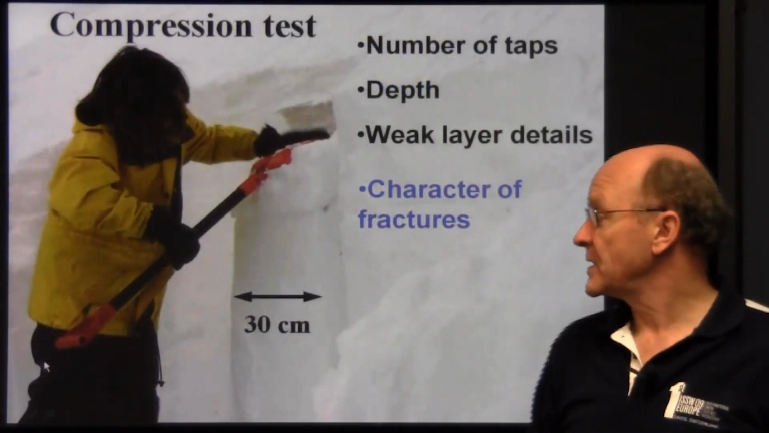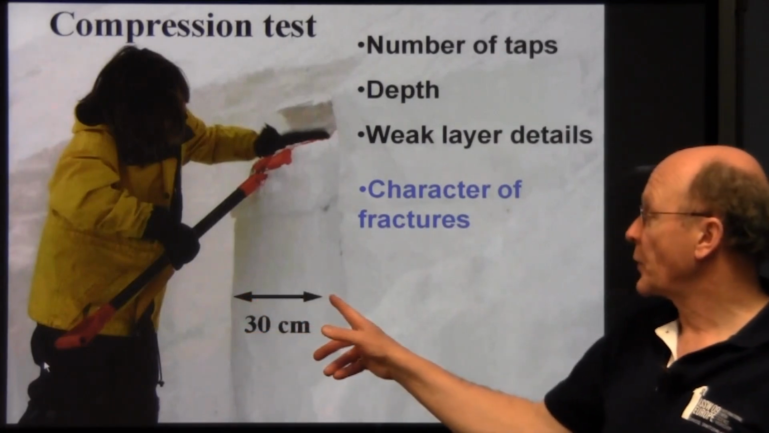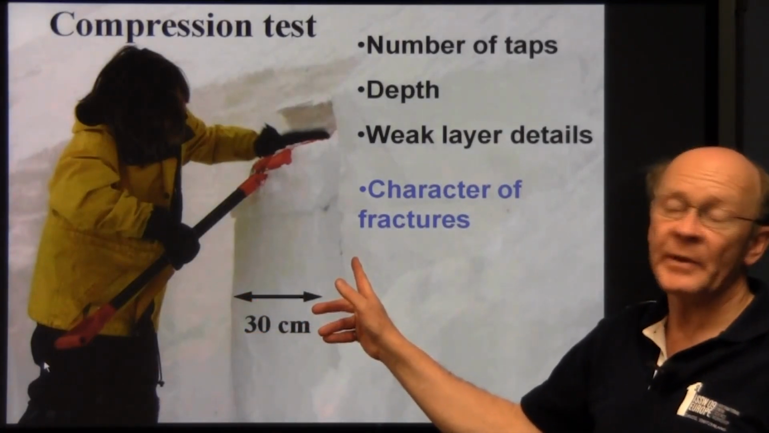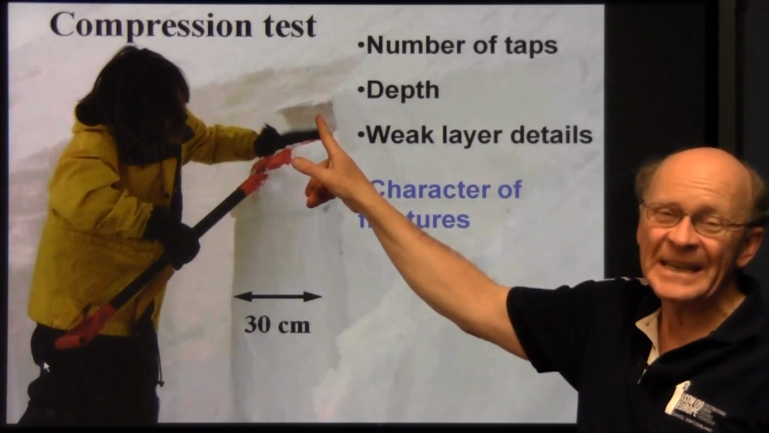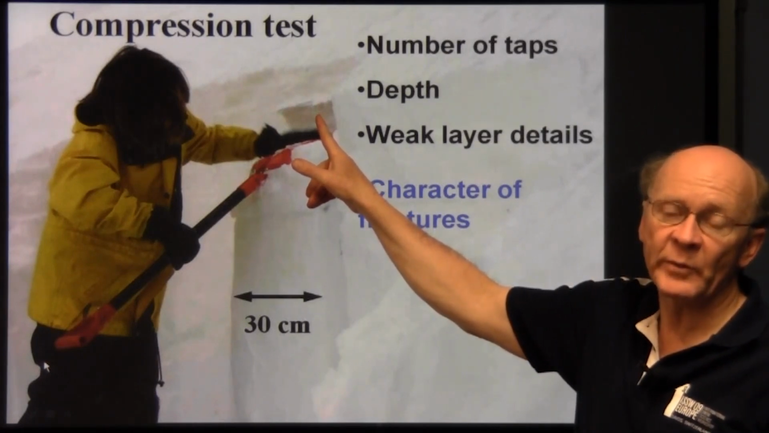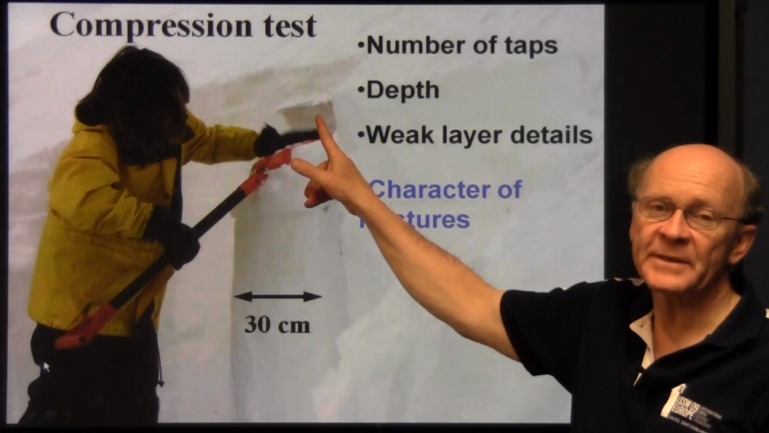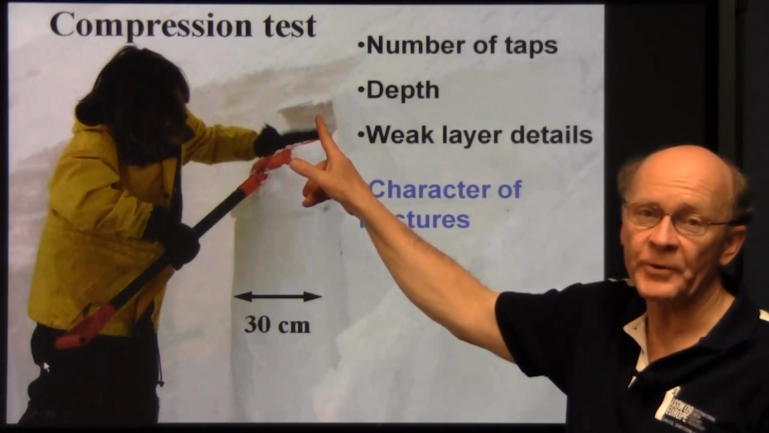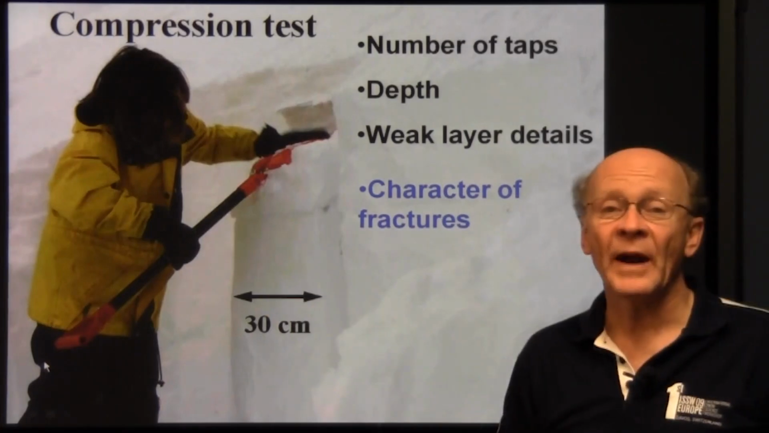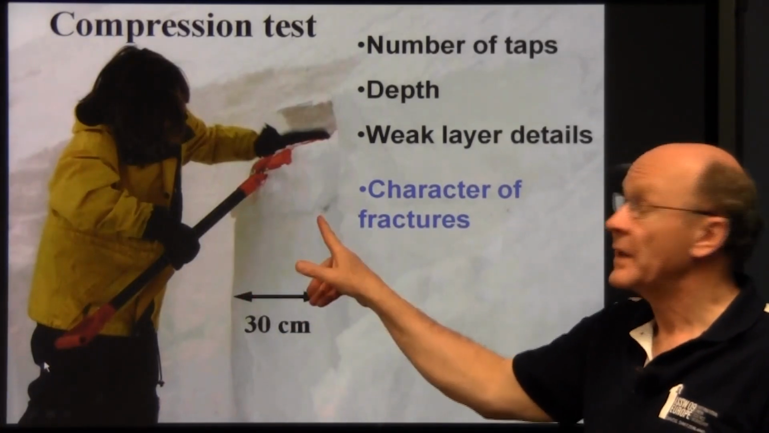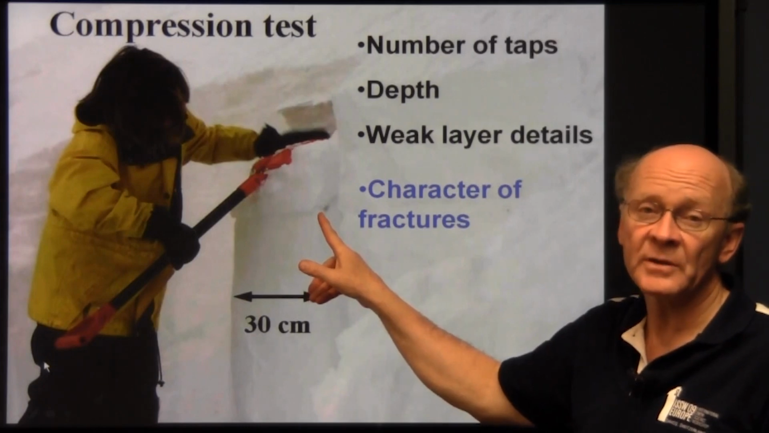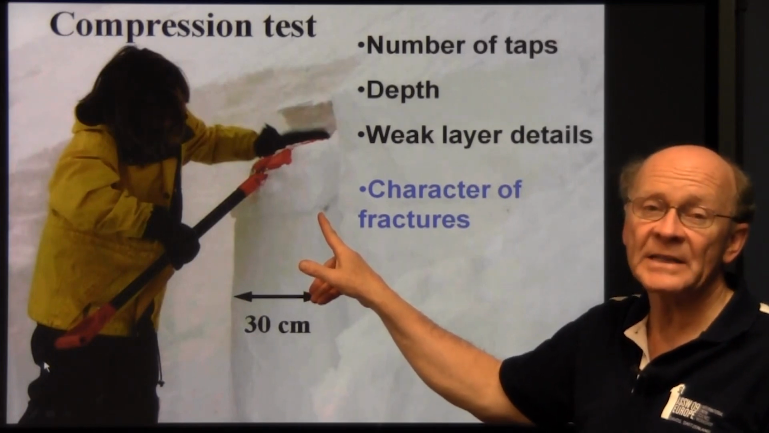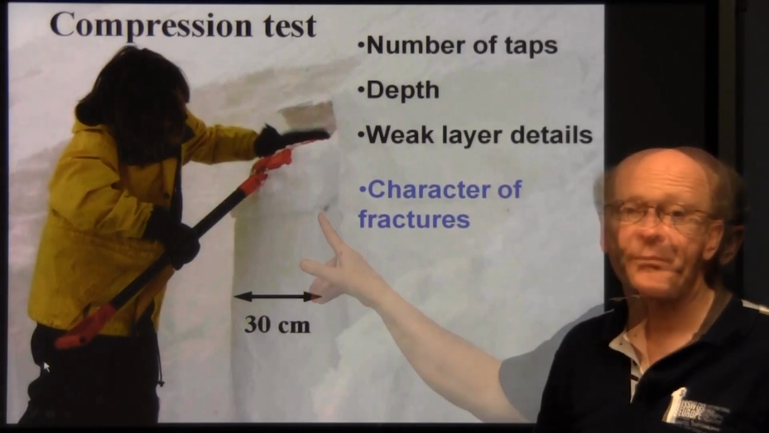To do the compression test, you isolate a column of snow about 30 centimeters across and 30 centimeters up along the slope. Place a shovel on top. Apply 10 easy taps with the fingertips moving from the wrist, 10 moderate taps moving from the elbow, and then 10 hard taps swinging from the shoulder. When a fracture occurs in the column, we note the number of taps required to cause the fracture, we note the depth of the weak layer, and some details about the weak layer.